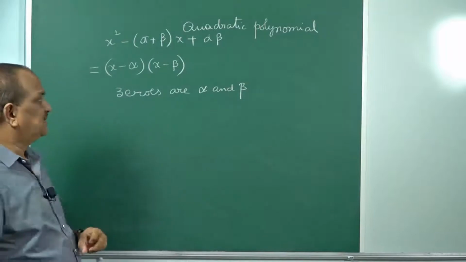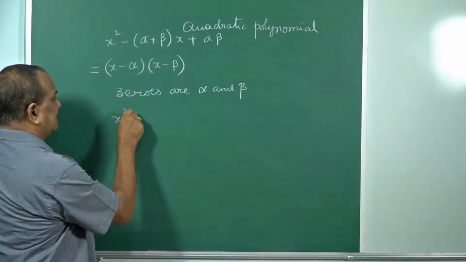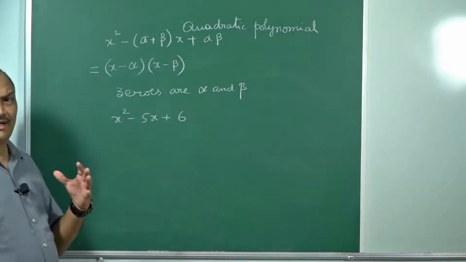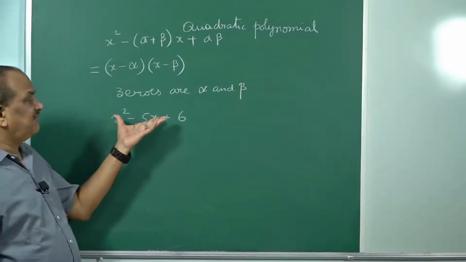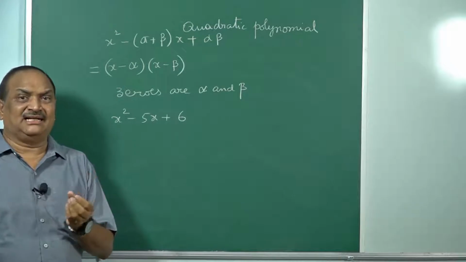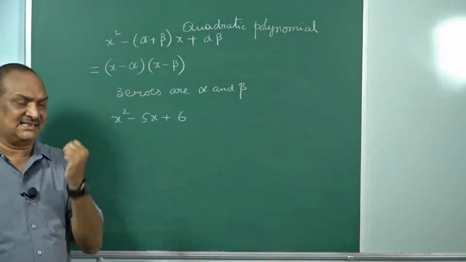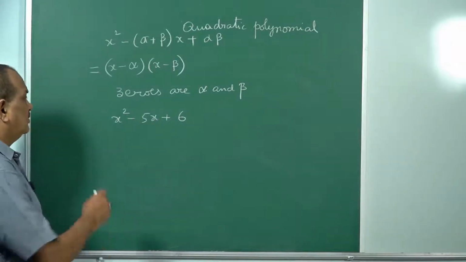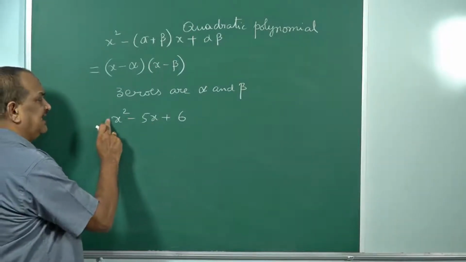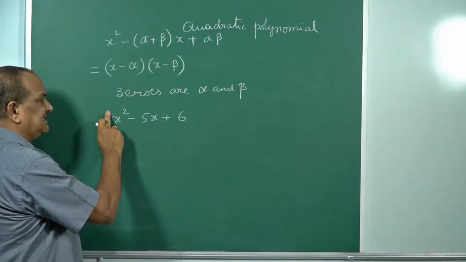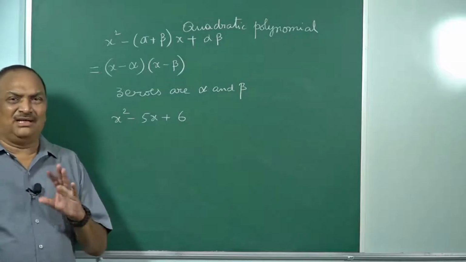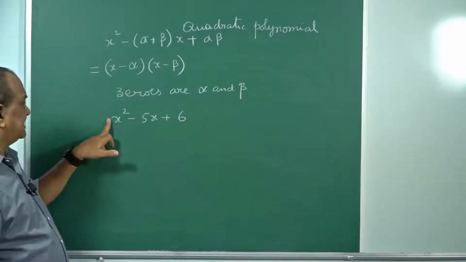So let us do a small problem. Suppose I have x square minus 5x plus 6. This is a quadratic polynomial, and let us factor this, or factorize this, by splitting the middle term. If you don't have any coefficient here, just say this is 1. This is 1x square. You call it a monic polynomial. Don't bother about it.